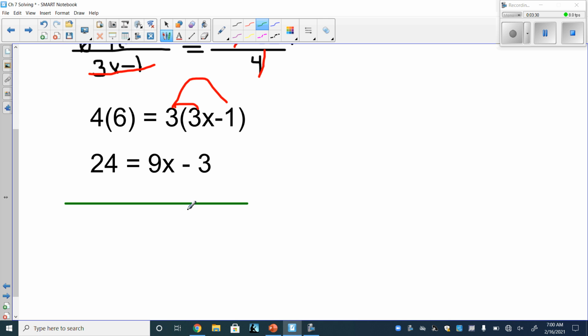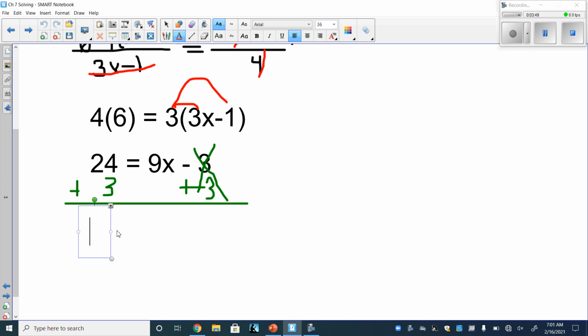At this point, we do need to get the variable by itself so we can solve for the value of x, and that's what we're doing this whole thing for. The first thing we can do is add 3 to both sides. Negative 3 plus 3 will cancel, and 24 plus 3 would be 27, is equal to 9x.